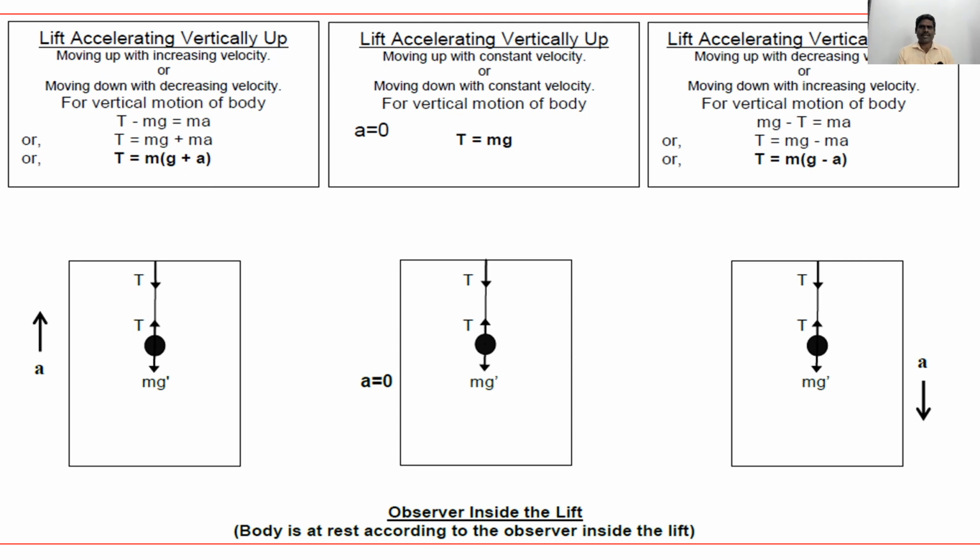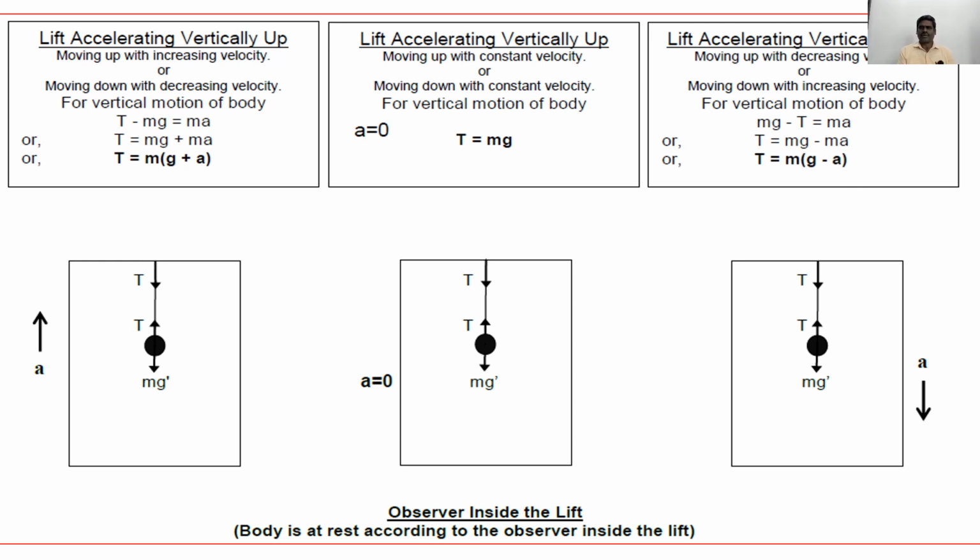Lift moving up with constant velocity or moving down with constant velocity. When it is moving with constant velocity, there is no change in the velocity, so acceleration equals 0. Therefore, the apparent weight or tension T equals mg, which is the same as the actual weight.